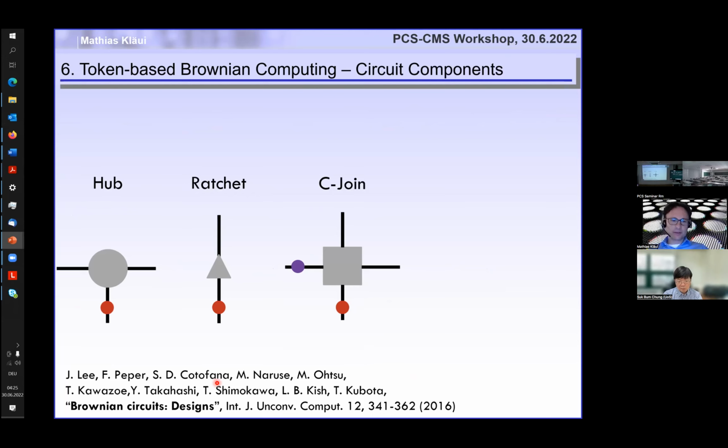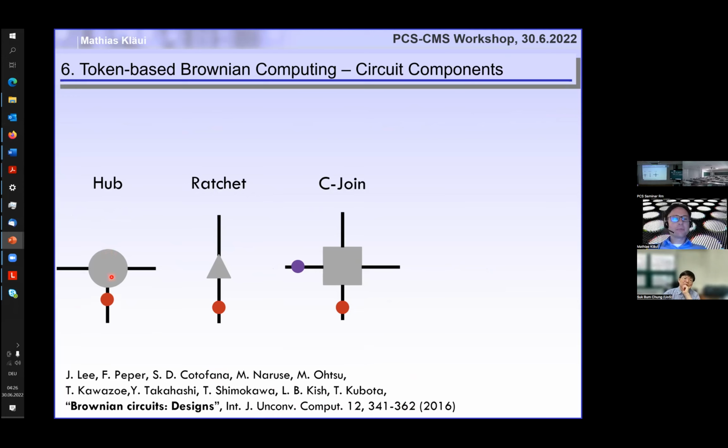And a nice overview article is actually shown here. What we need in order to realize this special circuit is 3 entities, which are a hub, a ratchet, and a C-joint. So let me explain what this is.